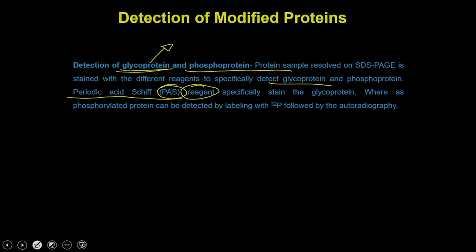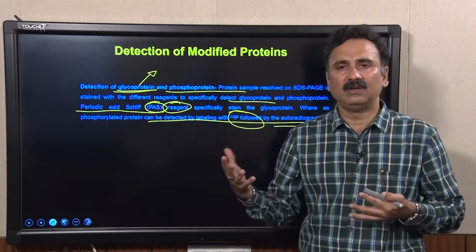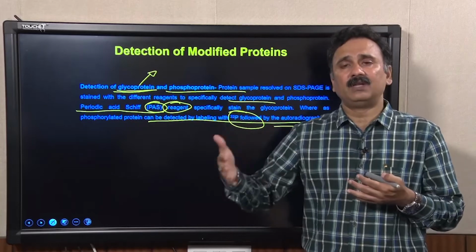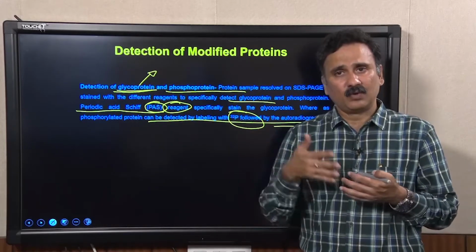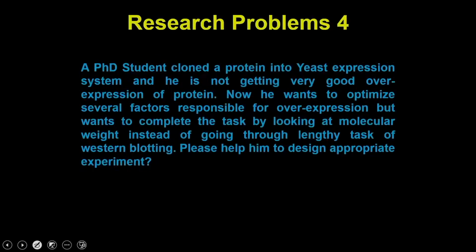Apart from that, if you want to detect phosphoproteins, you can simply incubate the protein with 32P label, and then do autoradiography utilizing X-ray films, which is going to give you the signal wherever your protein is present in the SDS gel. Apart from these experiments, let's take up another example of a research problem.